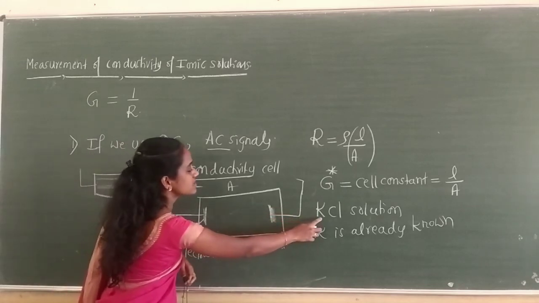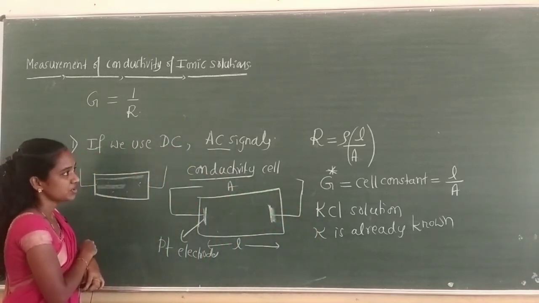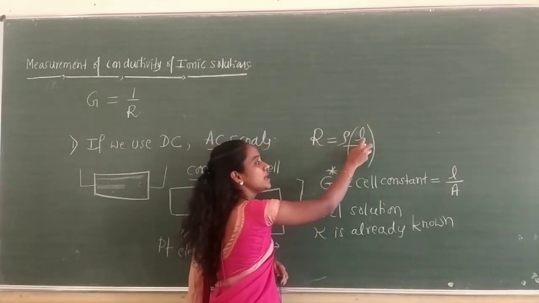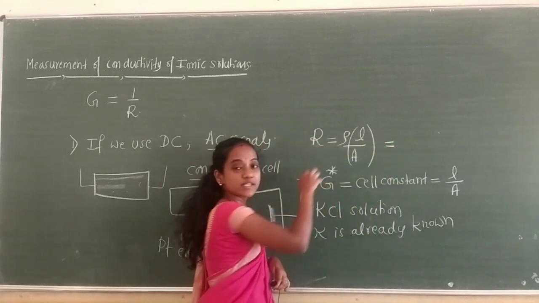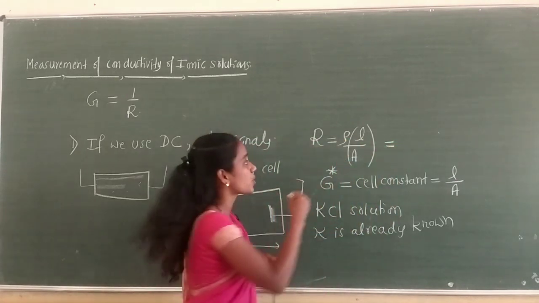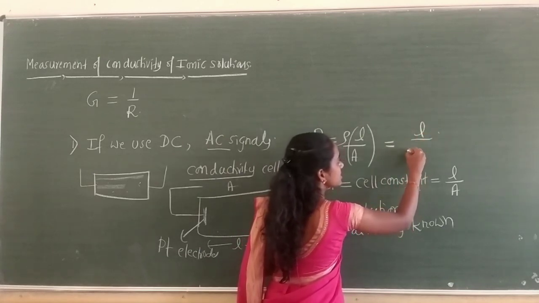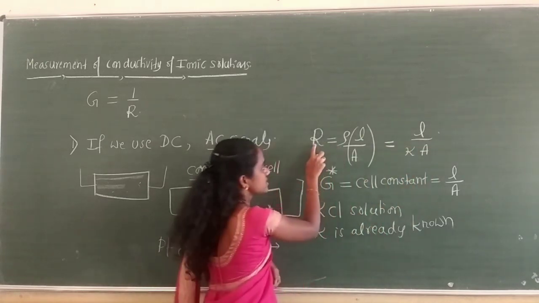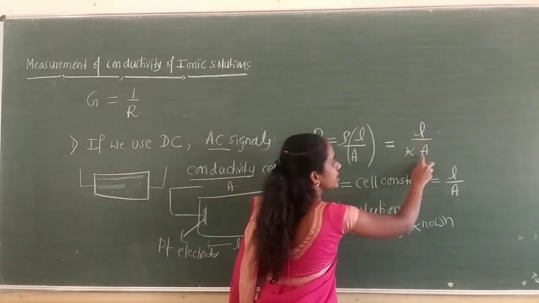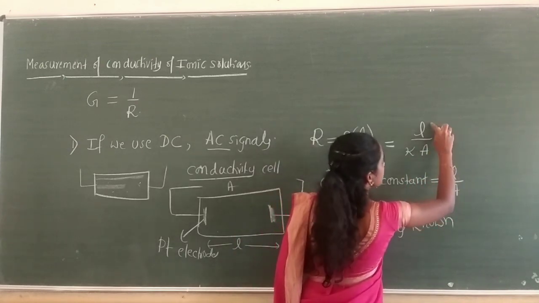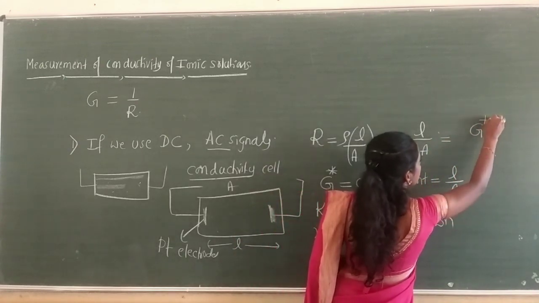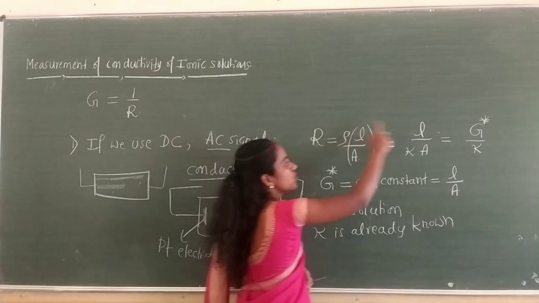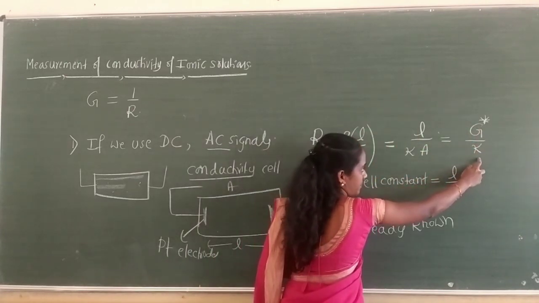Once the value of K is known, we can write, I'll write here, we know that R is equal to rho into L by A. What is resistivity? It is the reciprocal of conductivity. I can write 1 by K, which is equal to rho, isn't it? So R is equal to L by K into A. L by A is the cell constant, that is G star by K. So resistance is equal to G star divided by K.